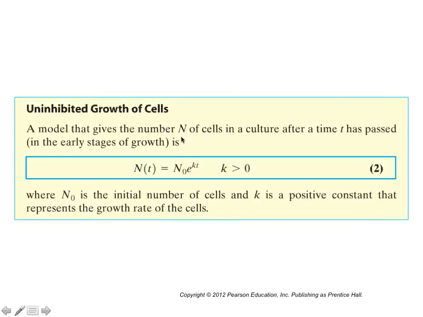So if we take a look at uninhibited growth of cells, that's a fairly typical kind of example. N is going to be the number of cells in a culture after time t has passed. And so we have this formula here where N of t, the number of cells in a culture after time t, equals N naught, which is the initial number of cells. So for example, if we start with 1,000 cells, it would be 1,000. And then we have e to the kt power. K is going to be a positive constant that represents the growth rate, and t is going to be the amount of time. And this is going to be growth since k is greater than 0. Since we have a positive rate, that means that it's actually getting larger.